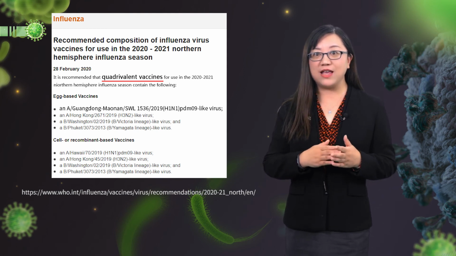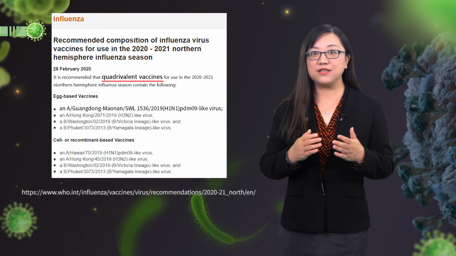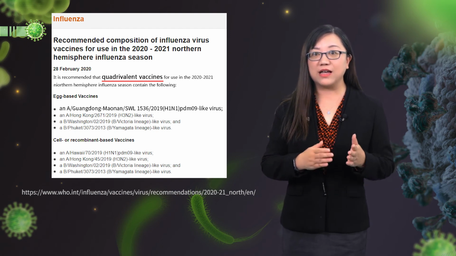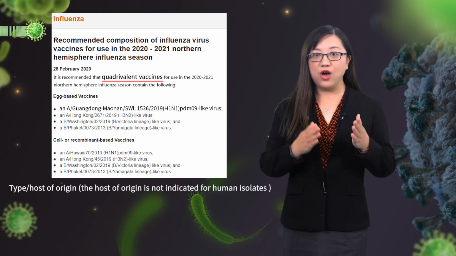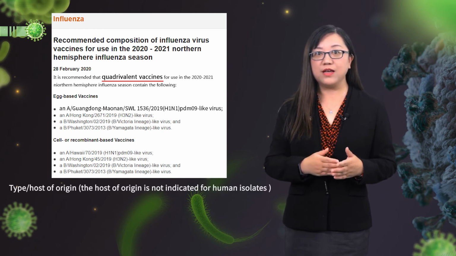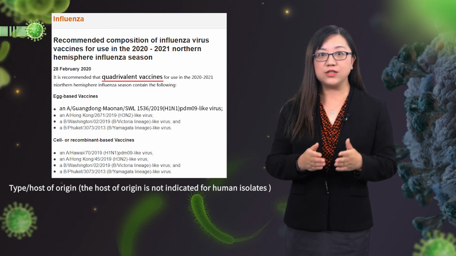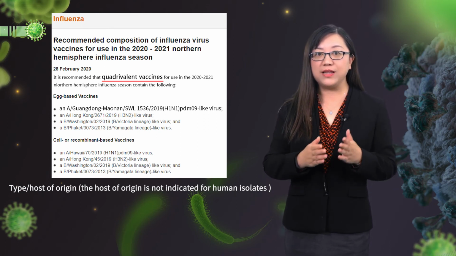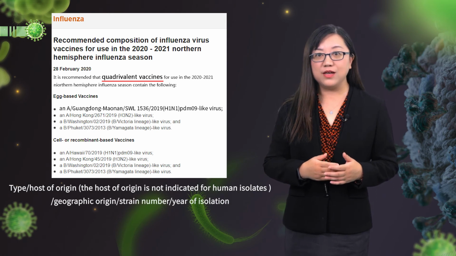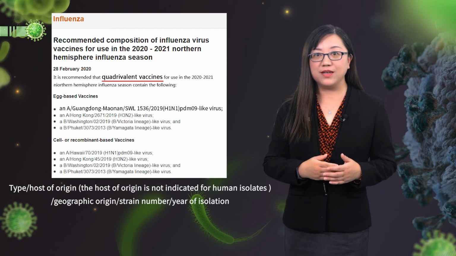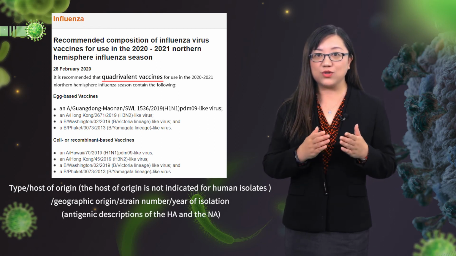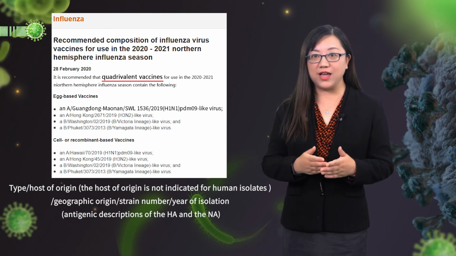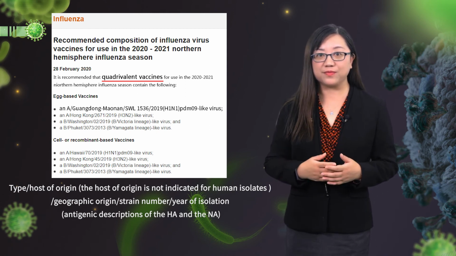Strains of influenza A virus are classified by the following characteristics. Type. Host of origin. The host of origin is not indicated for human isolates. Geographic origin. Strain number. Year of isolation. Antigenic descriptions of the HA and the NA.